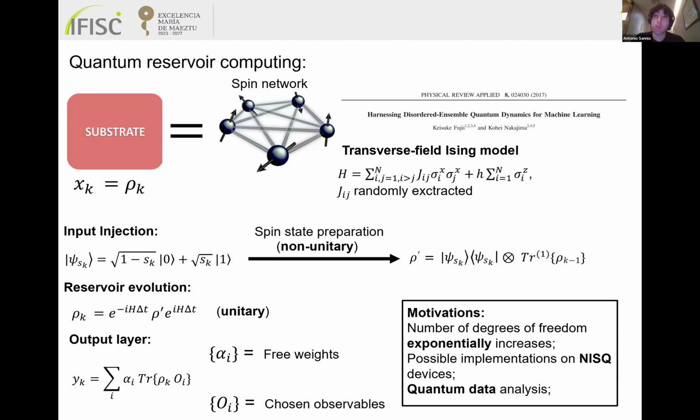Also, we know that experimental papers that practically implement these protocols of quantum reservoir computing have been published, so we have some examples. Another motivation is that we can use quantum reservoir computing to process time series that are quantum data, and we don't need to do a full state tomography of the quantum states. We can let the reservoir process that.